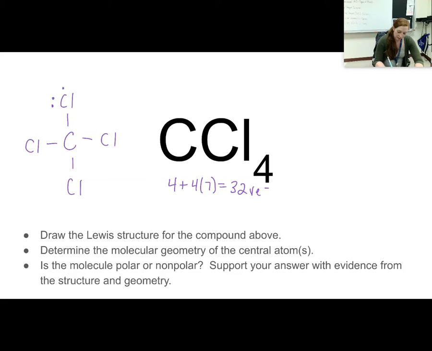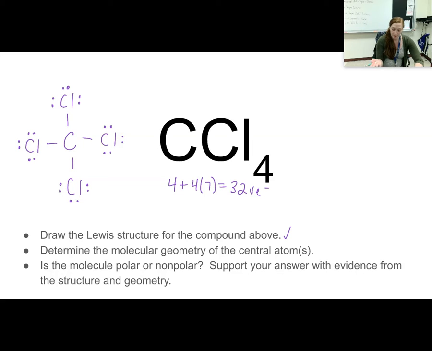So I'm going to start placing my remaining electrons in as lone pairs around the chlorines. All right, so 30, 32. I've used all my electrons. Now I want to check to see if I've fulfilled a full valence for all of my atoms. And in this case, I have. There's 8 electrons around all of my atoms. Okay, so there's my Lewis structure.